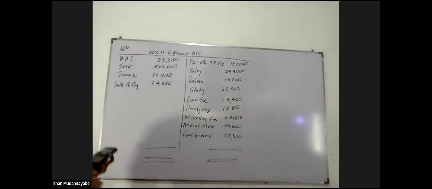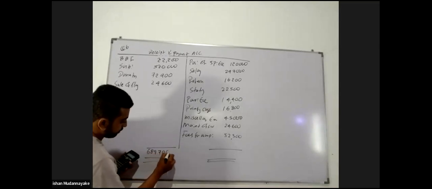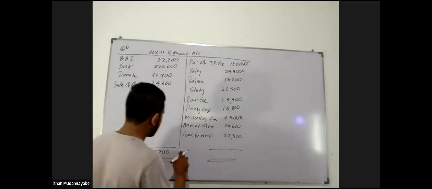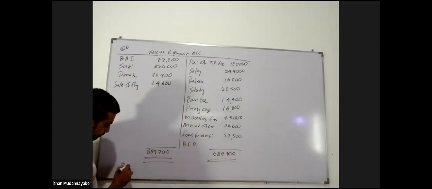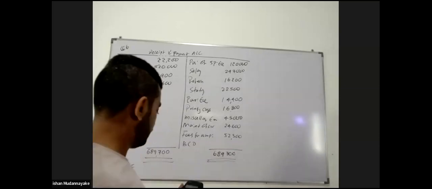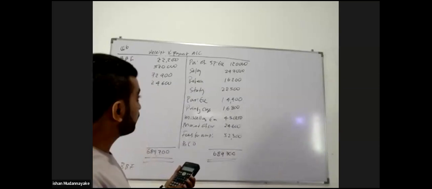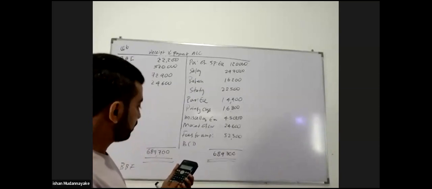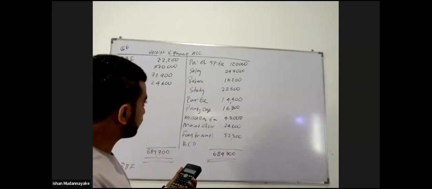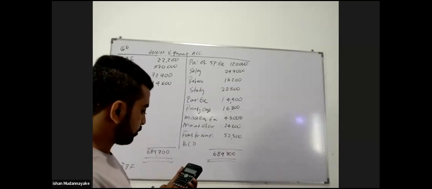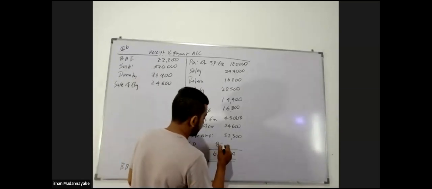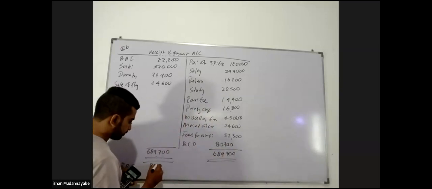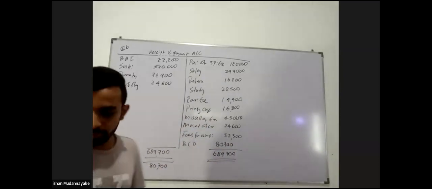Now my debit side total amount is 689,700, and transfer this balance to the credit side. Now you can calculate the balance carried down. 689,700 minus 120,000, 297,000, 16,200, 22,500, 14,400, 16,800, 45,000, 24,600, 52,500. Yes, the balance is 80,700.